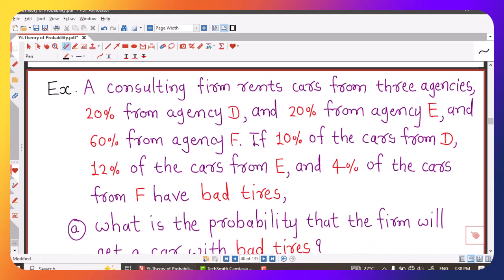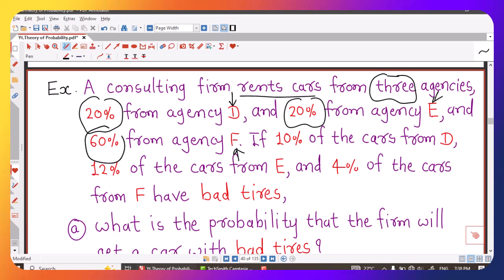In this example we have that a consulting firm rents cars from three agencies denoted by agency D, E and agency F. So they are taking cars on rent from three agencies, and they have given that 20% cars are rented from agency D, 20% cars are rented from agency E, and 60% cars are rented from agency F.